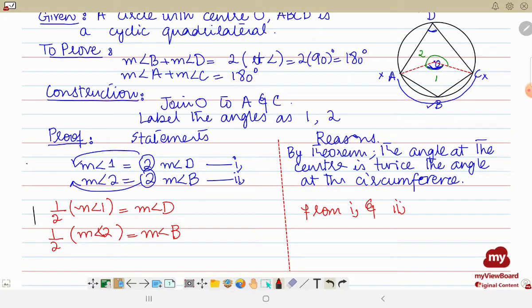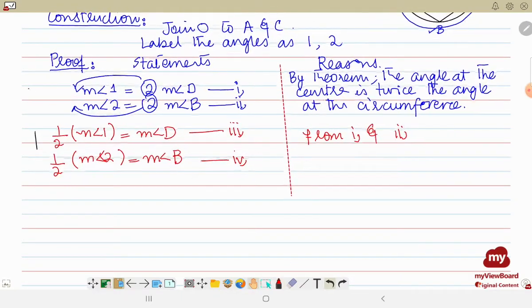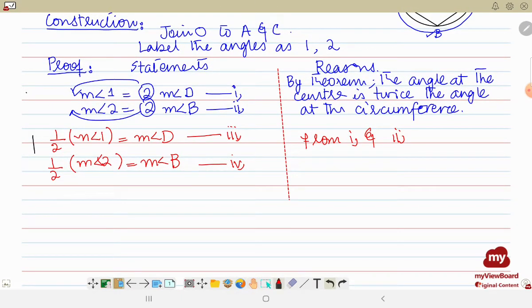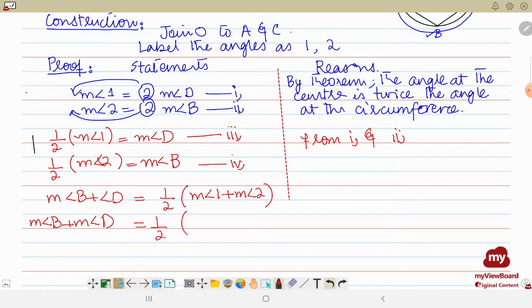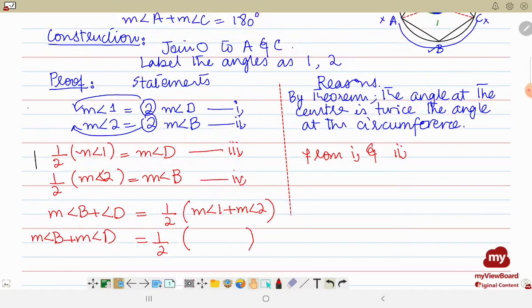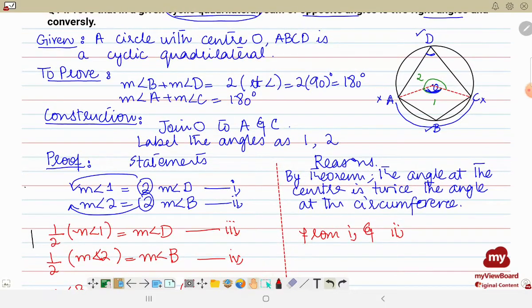Now if we add the third and the fourth equation, what we will get is measure angle B plus measure angle D, that is equal to half. If we take common, it will become measure angle 1 plus measure angle 2. Now if we insert the values of measure angle 1 and measure angle 2, let's see what they are. Measure angle 1, here it is this one, and measure angle 2, it is this one.